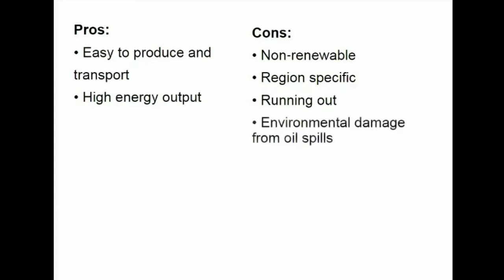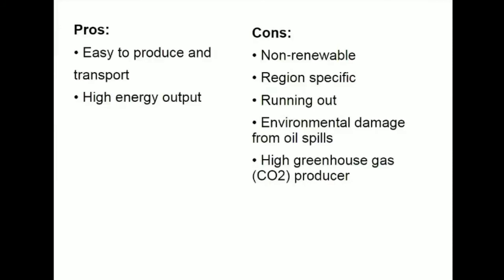Environmental damage from oil spills. Usually oil is transported through sea. When we are transporting it through oil tankers as well as through ships, this oil may spill out and cause environmental issues. Then it is a greenhouse gas producer while it burns, mainly carbon dioxide. So these are the pros and cons of oil type fossil fuel.